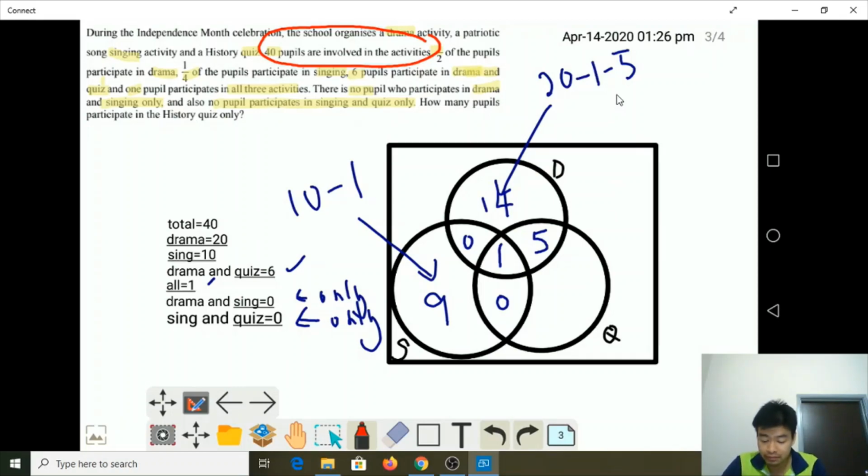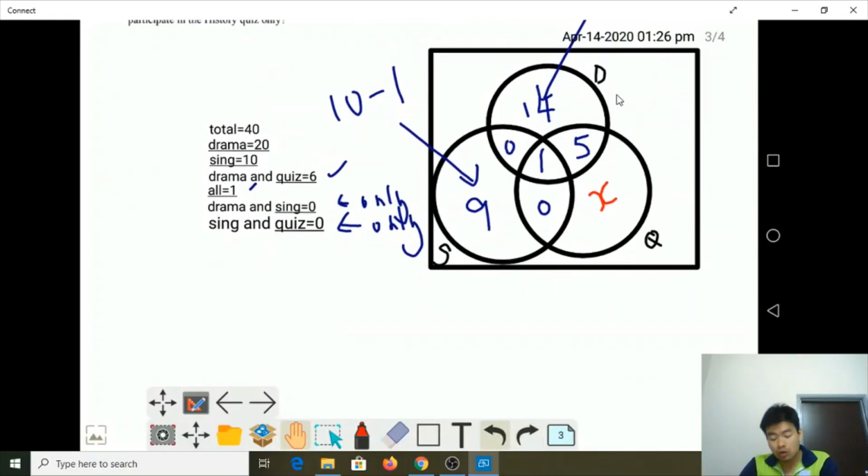Therefore, we can actually find the number of the participants. Let's say this is X, the number of the pupils who participate in the quiz only. So tell me, how to find X? Since we know that there are a total of 40 pupils, and there's no pupil who didn't participate in anything, we can use the 40 minus all the other numbers. Let's go for that. So total there are 40.